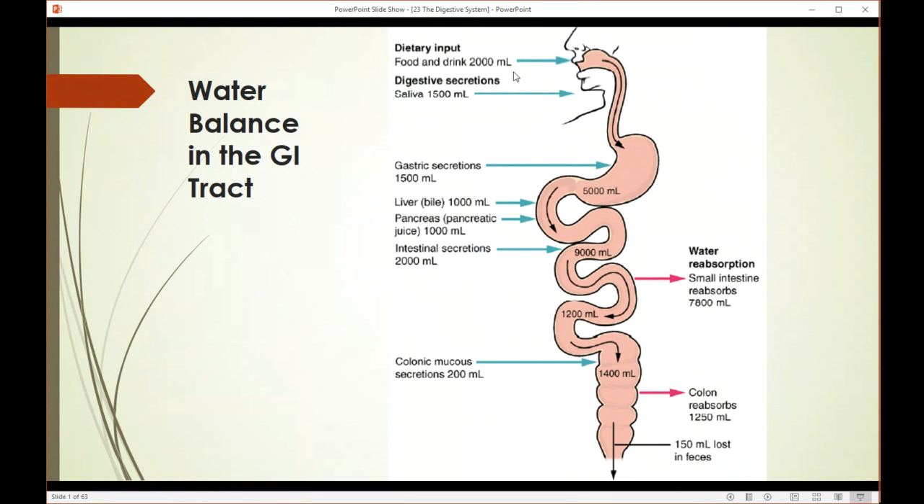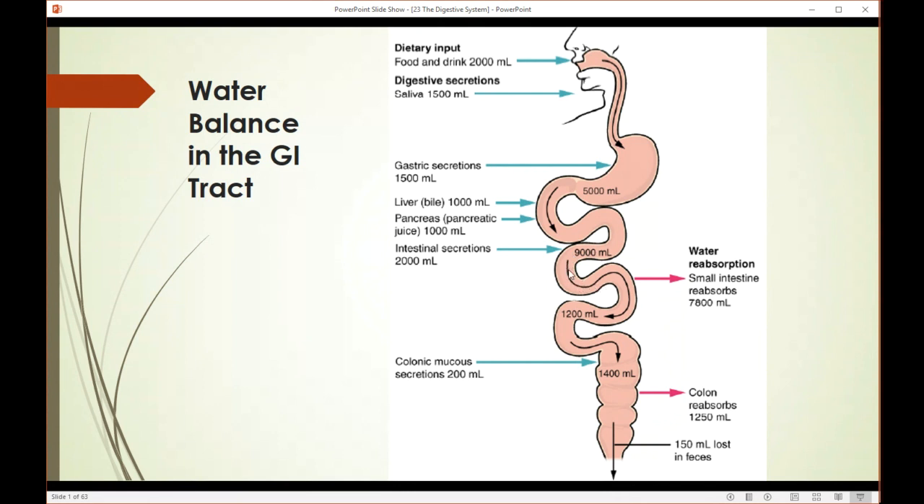And so look here, we have a dietary input of about 2,000 milliliters. We then secrete about 1,500 milliliters, and then we have a gastric secretion of about 1,500 milliliters. When you add those numbers together, you end up with about 5,000 milliliters of fluid coming into the stomach. Okay. The liver is then going to secrete about 1,000 milliliters. The pancreatic juices secrete another 1,000 milliliters. Our intestinal secretions, another 2,000 milliliters. So here in the intestines, we're looking at about 9,000 milliliters of fluid.